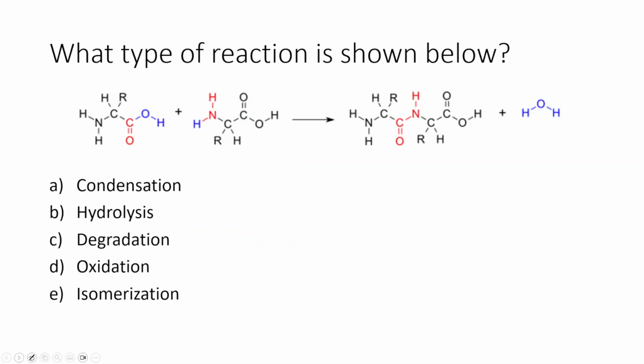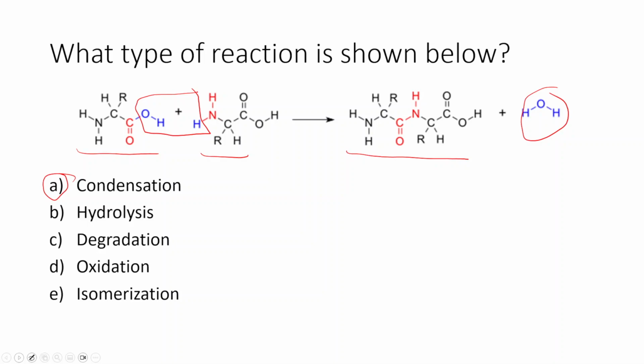So the next question, what type of reaction are we looking at here? And there are 5 choices for you to pick from. Condensation, yes. This is a condensation reaction. So we're bringing together 2 monomers to make a polymer, and we're removing the OH from one and the H from the other in the form of water.